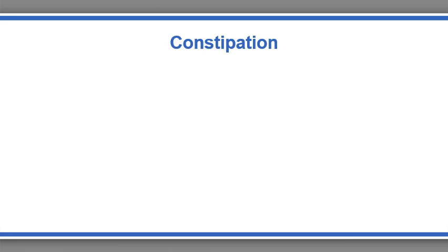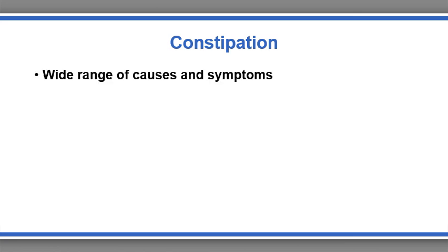So constipation, this is now the opposite side. This is where we have reduced bowel motility. Again, there's a wide range of causes and symptoms for this, some of which we've already talked about. So make sure to look and review that. There are various forms of irritable bowel syndrome that could cause this, and there are dietary things that could cause constipation.